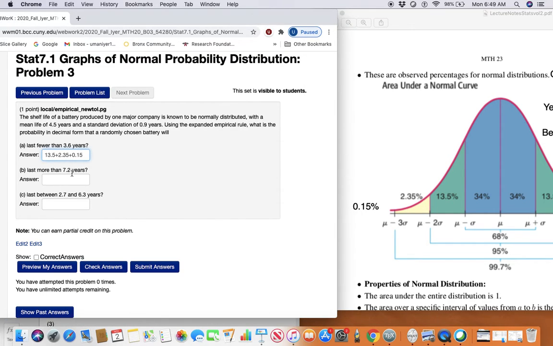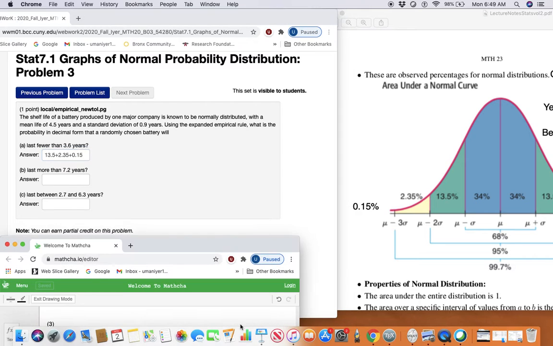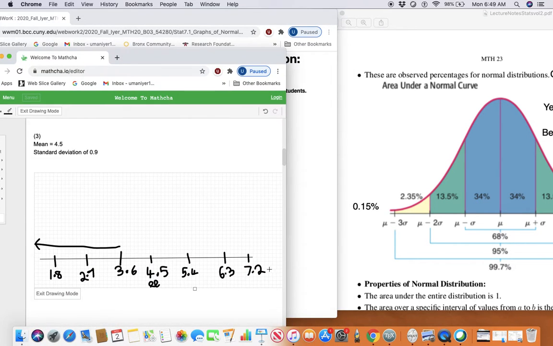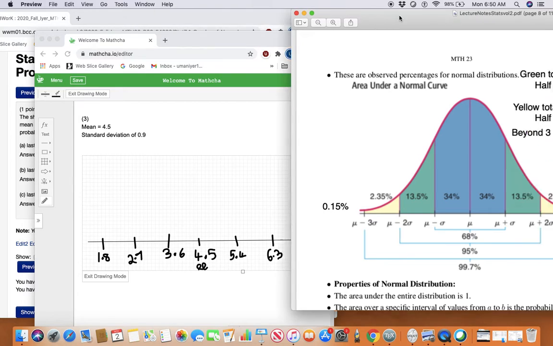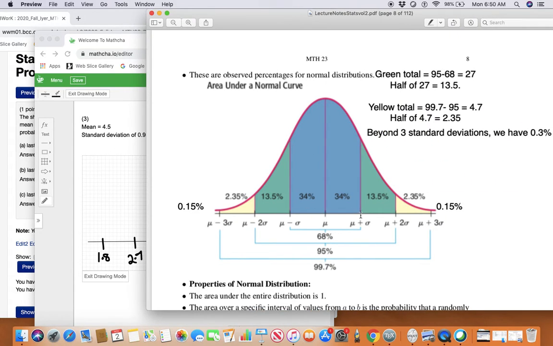Now the next one is more than 7.2. Where is 7.2? 7.2 is here. So I better delete this arrow. More than 7.2 is to the right of 3 steps away from the mean. The mean is here, 3 steps away is here. That's why 3 sigma; more than that gets me 0.15.